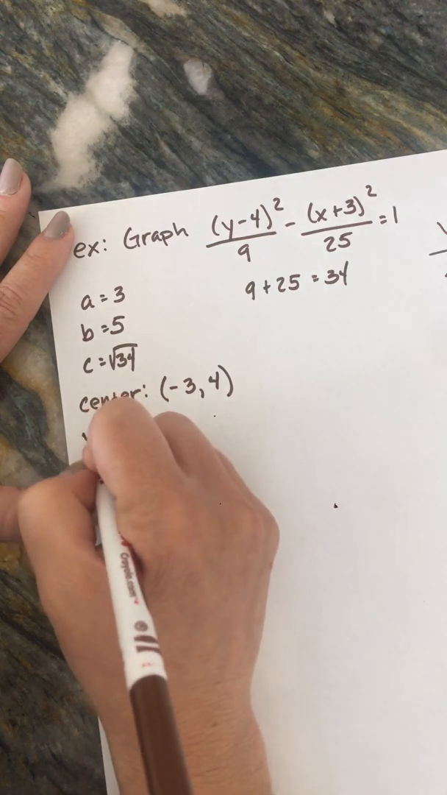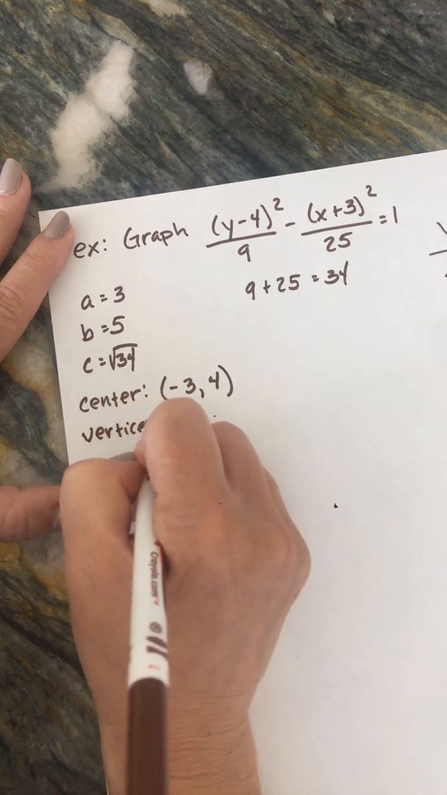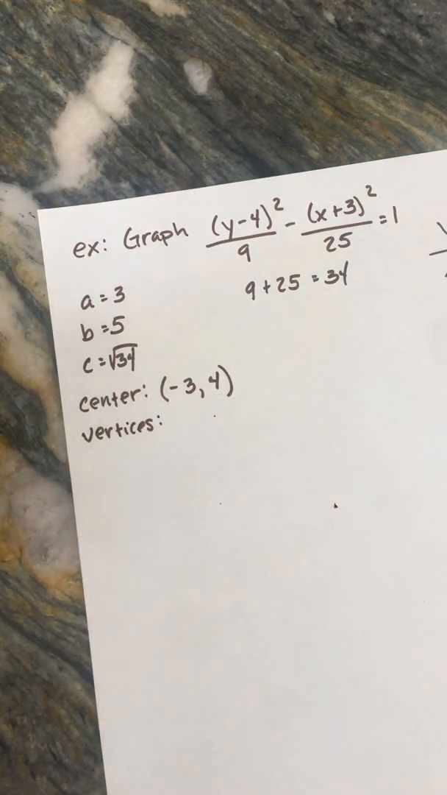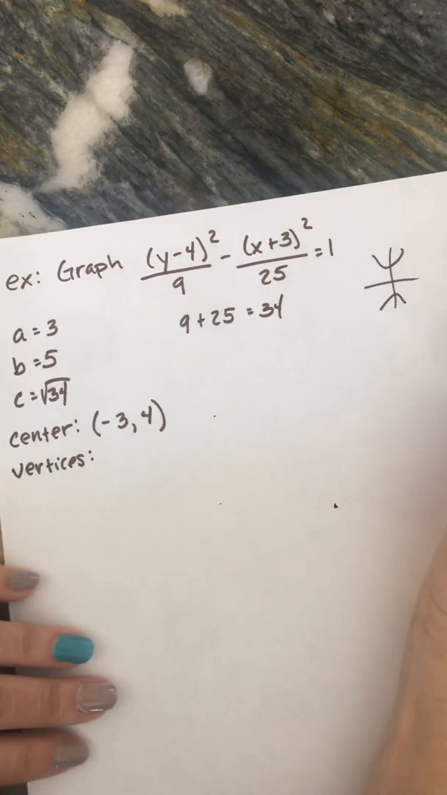All right, then we need the vertices. So the vertices, they're going to have the same X coordinate.